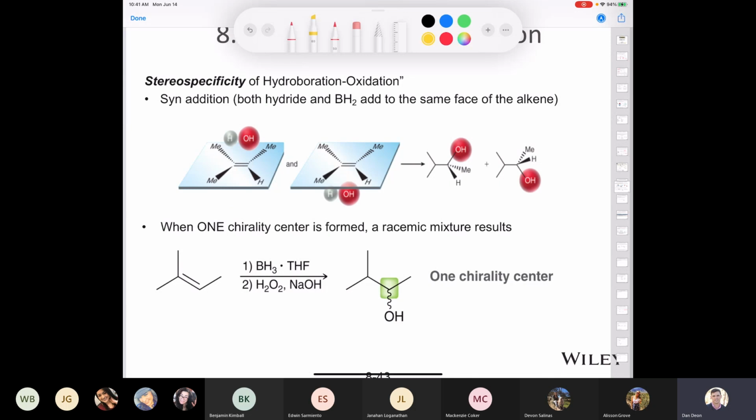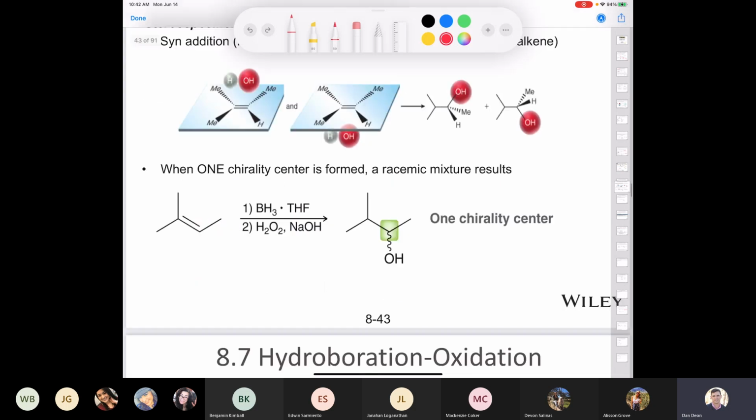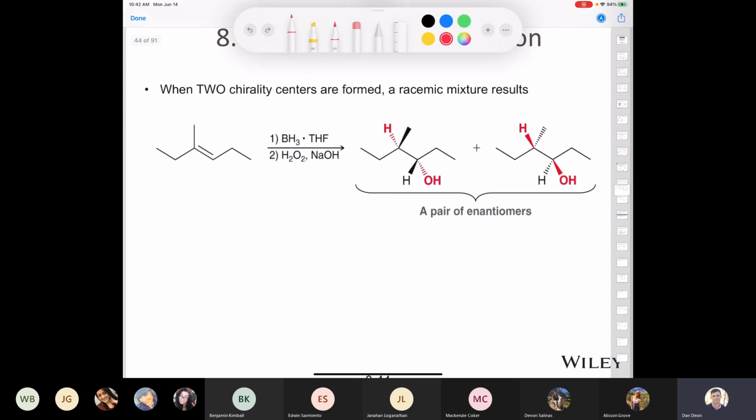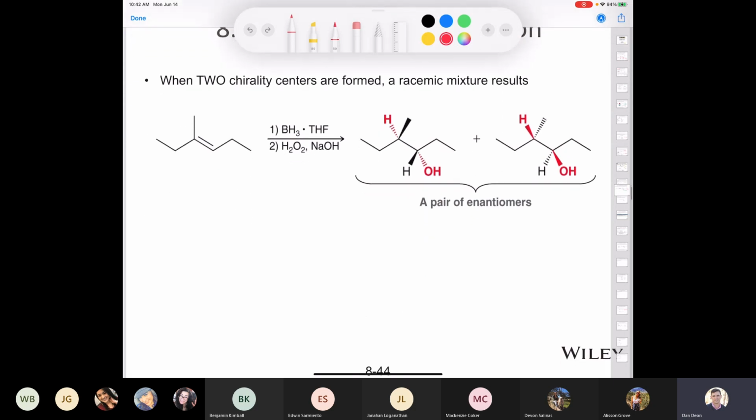Syn addition. But when you only form one chiral center, it wouldn't matter which face of the molecule the hydrogen added to, because it's not a chiral center. In that case, you just end up with a racemic mixture, and that's it. All right, so let's take a look at an example here. Again, when you get two chirality centers, you would end up with a pair of enantiomers, and again, it's the result of syn addition.